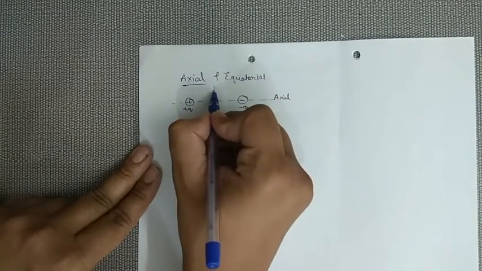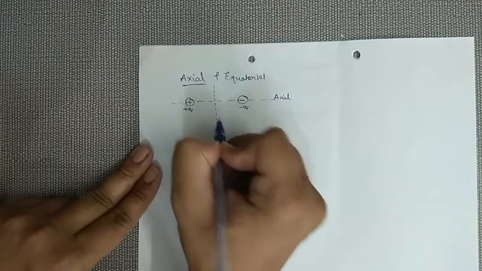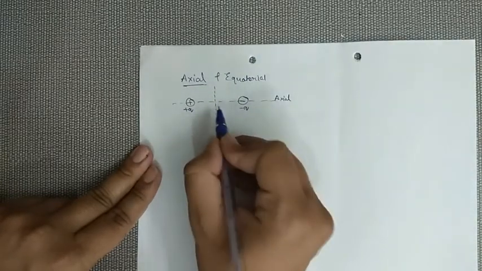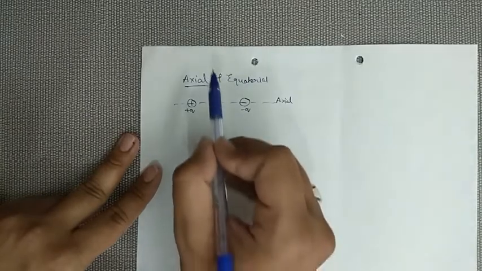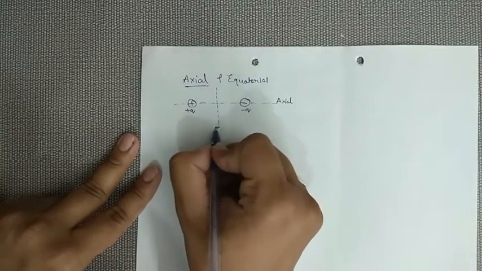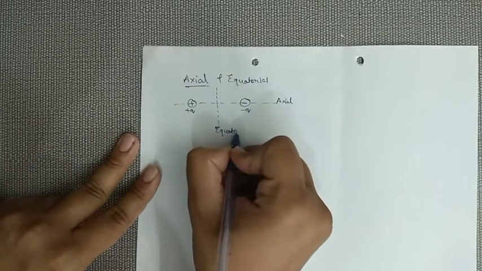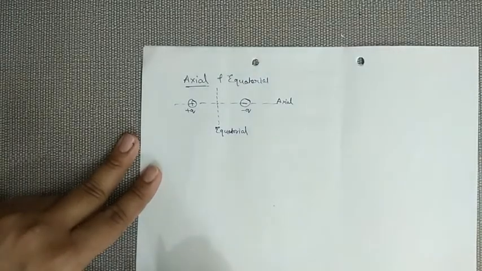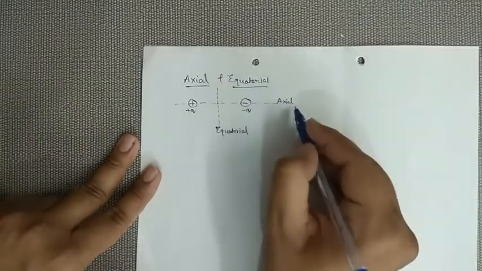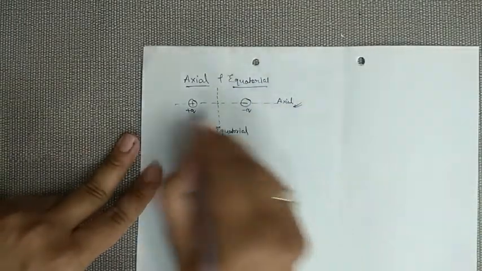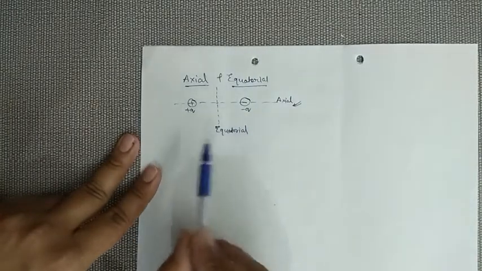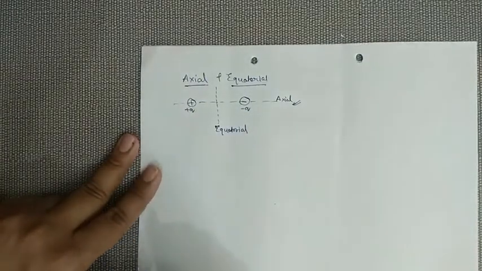A line passing perpendicular to the dipole from its center. A line which is perpendicular, passing from the center of the dipole. This line is termed the equatorial line. So you must remember the two points. What do you mean by axial line? Passing through the axis of the dipole. An equatorial line is passing perpendicular to the dipole.